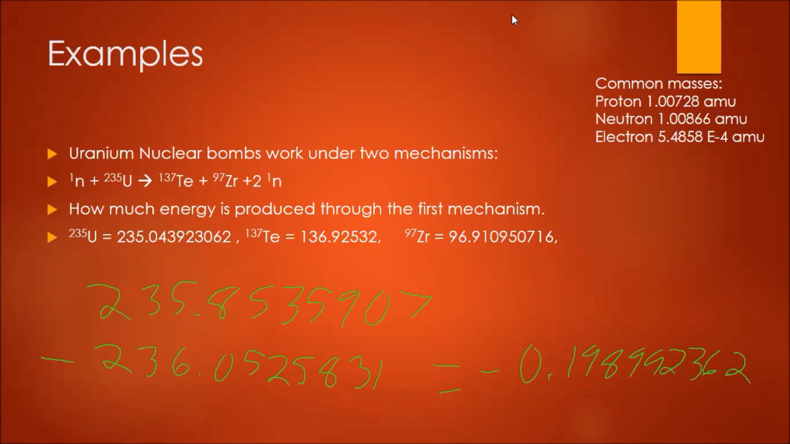We have to divide that by 1,000 and multiply by the speed of light squared, 0.998 times 10 to the 8th. And you'd get how much energy is produced per one mole of uranium. You'd get like 1.78 times 10 to the 13th power.